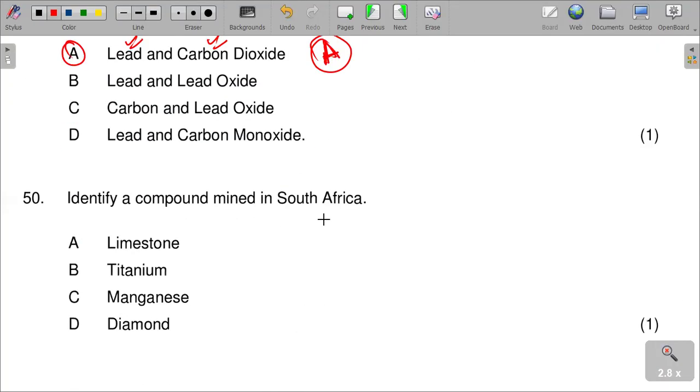Identify a compound mined in South Africa. What one is mined in South Africa? It is limestone. I'm sure that we understand that the compound that is mined in South Africa is limestone.